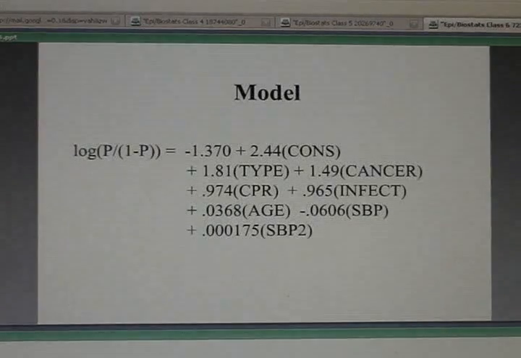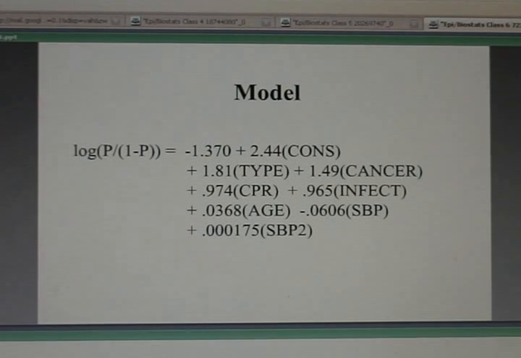The model says, remember, P here is your risk of dying in the hospital. It says, if you look at your risk and divide it by 1 minus the risk, that should remind people this is nothing more than the odds of dying in the hospital. The model predicts your log odds of dying.